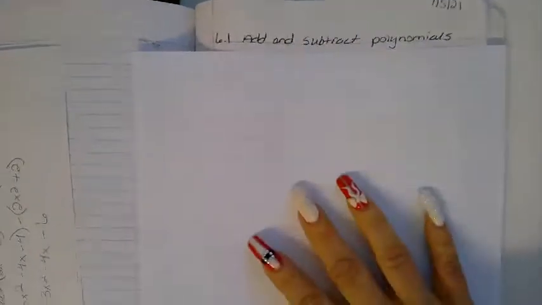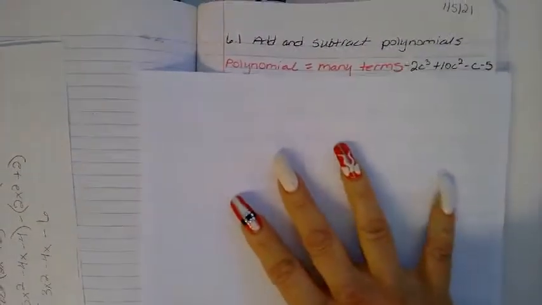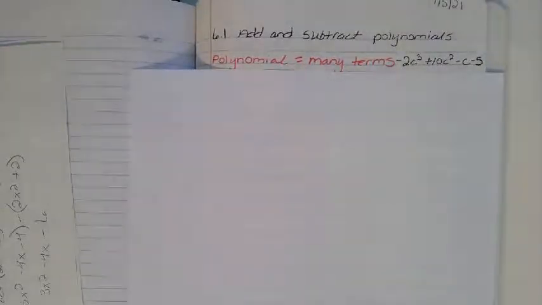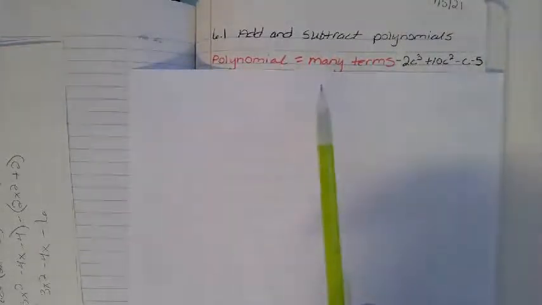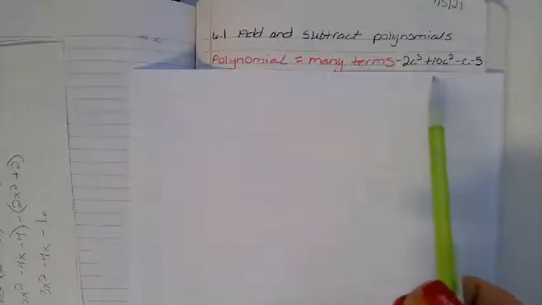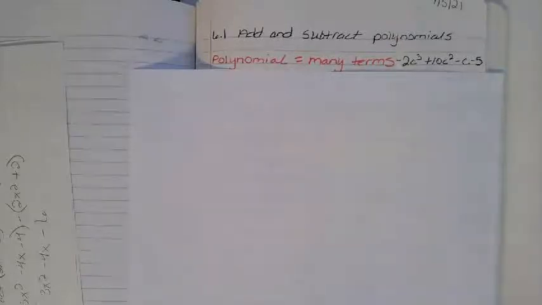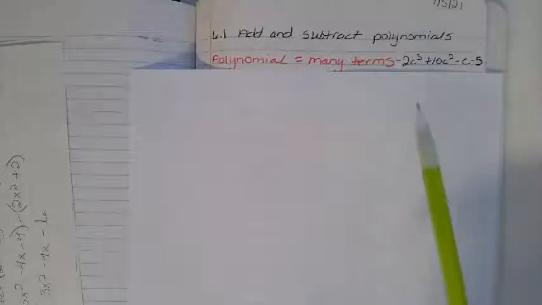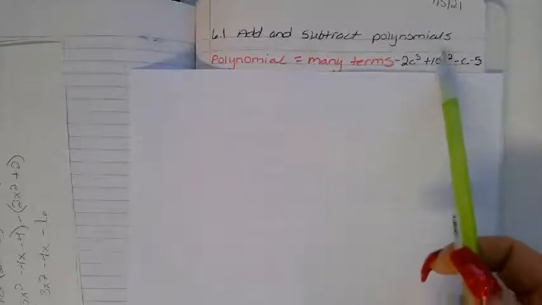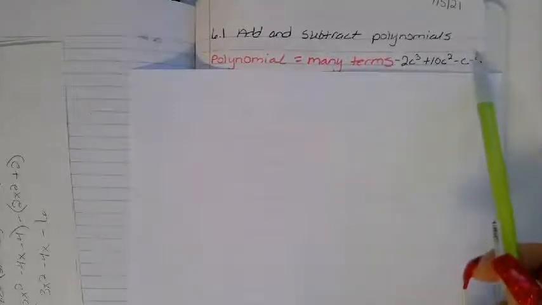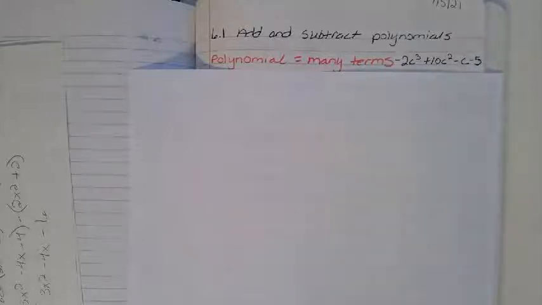Okay, so there's a few different kinds of polynomials, you guys. So let's look at the first one. You're going to see polynomial, right? Poly means many. That means many terms. So that would be an example of a polynomial. So 2c to the third plus 10c to the second minus c minus 5. So you have many of them, right? There's one there, there's one there, there's one, and there's one. Those are the different terms. So that's polynomial.